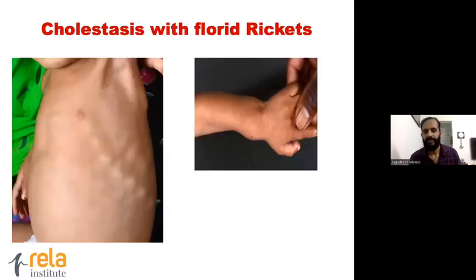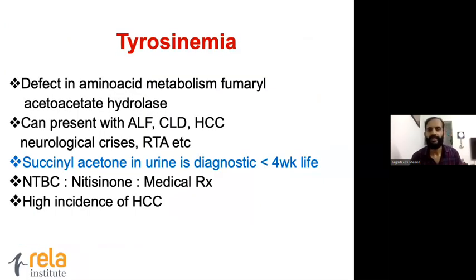This is another child with cholestasis, where you can see that there is florid rickets. And hence, with cholestasis and florid rickets, the first possibility is always tyrosinemia, which is an amino acid disorder due to the enzyme deficiency of FAH. Tyrosinemia is something like Wilson in older children. They can have acute liver failure, chronic liver disease, HCCs, neurological crises, renal tubular acidosis, etc. So it can be a mimic of any of the diseases.